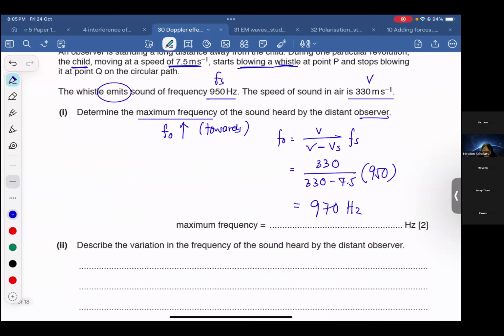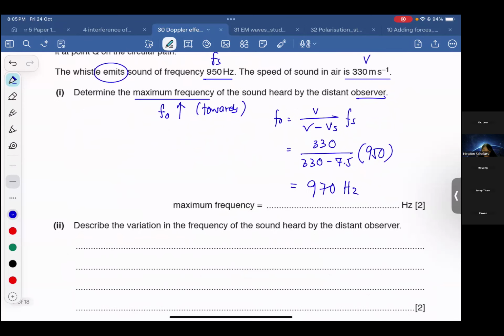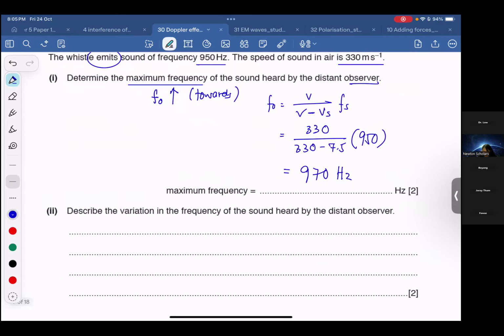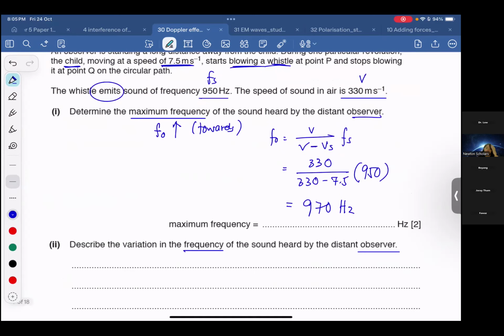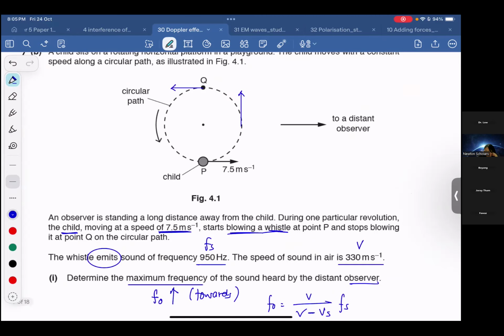Correct, Vashini. Okay, so next question. Describe the variations in the frequency heard by the observer. So how does the frequency change when it is moving? Fawal can put 972 hertz. Yes, can. Okay, here, for this question, we are starting from this point.